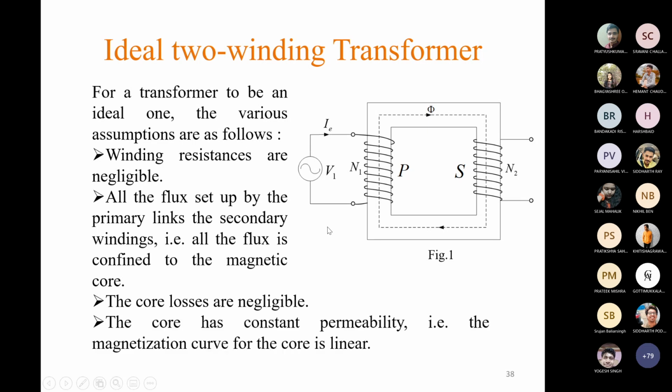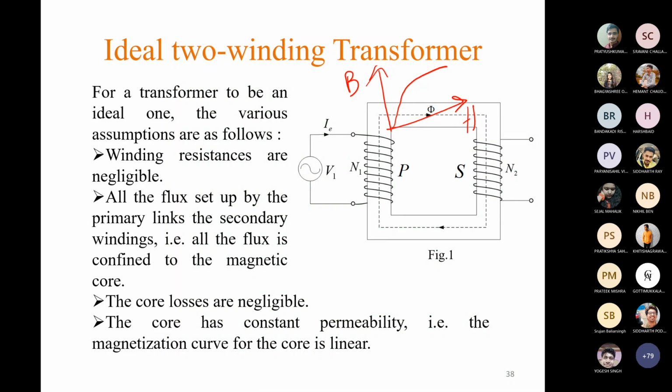And the fourth assumption is that the core has constant permeability, which means the magnetization of the core is linear. Normally the magnetization, that is the BH curve of any ferromagnetic material, looks like this, for increasing current only. After a certain value of current, with H equal to Ni by L, we can consider H is proportional to I. So if I increases, H will increase.